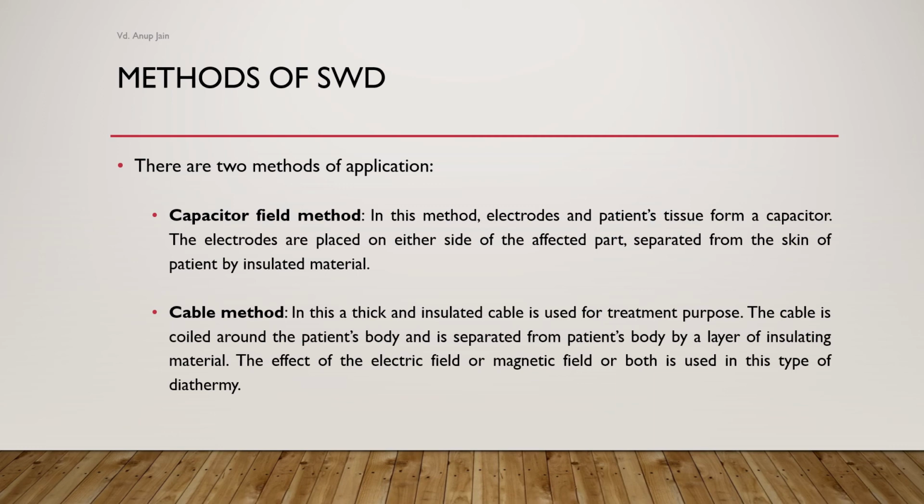In the cable method, a thick and insulated cable is used for the treatment purpose, and the cable is coiled around the patient's body, separated from the skin by a layer of insulating material. The effect of the electric field or magnetic field on both is used in this type of diathermy.